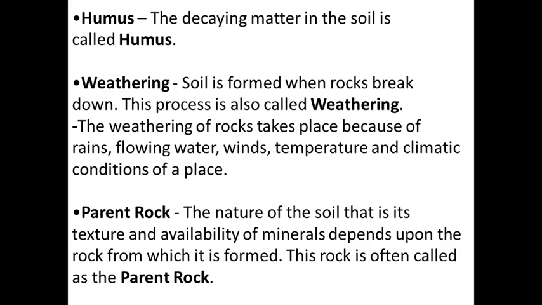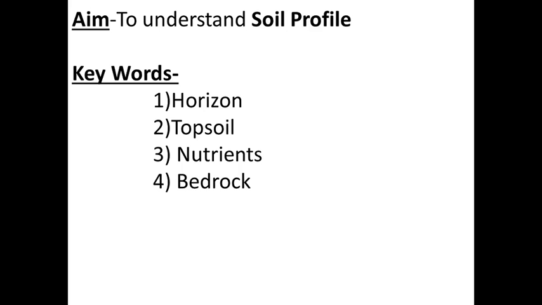And the third one is parent rock. Your soil is formed by the rock. The rock is broken down into smaller pieces. That main rock from which your soil is formed is known as parent rock. Because of the parent rock, the nature or texture of the soil, or which minerals are present in the soil, depends upon that parent rock. Understood these definitions? Yes.